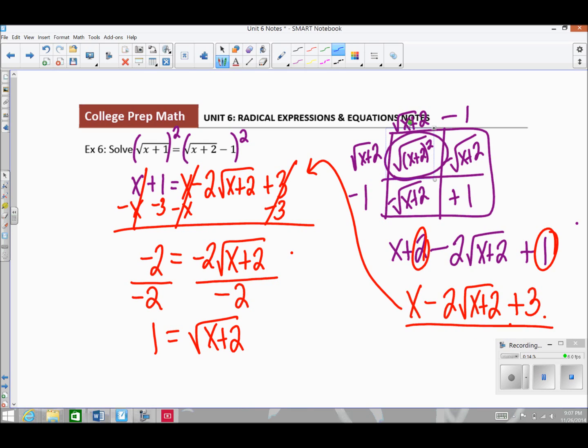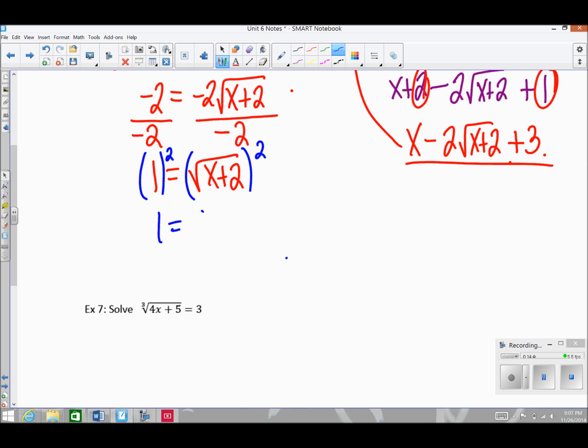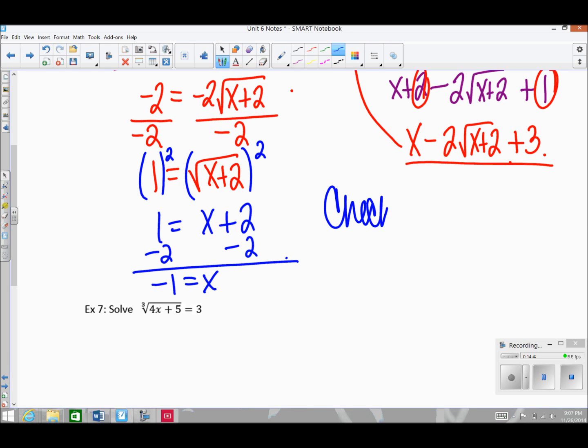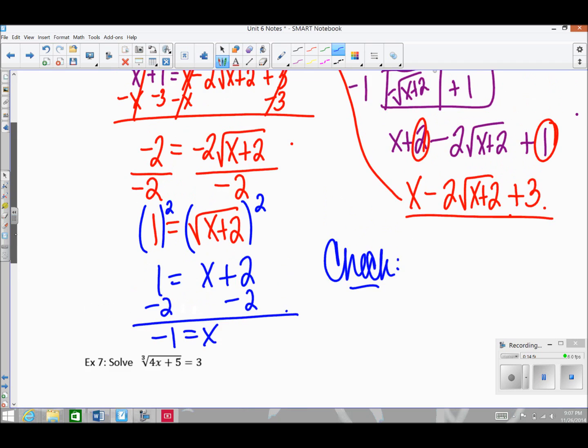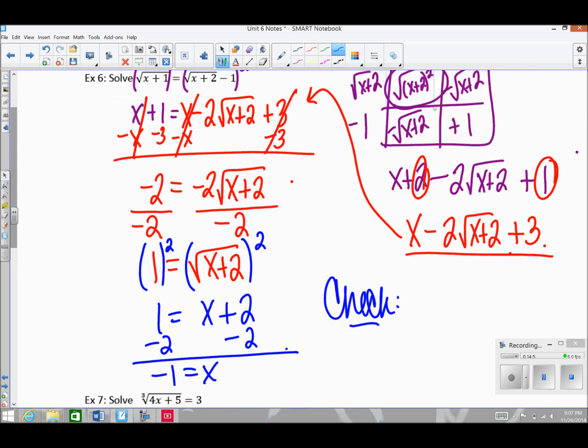And now that I've isolated that square root, I'm going to square each side again. So I have 1 equals x plus 2, and I'm just solving for x. So we get negative 1 equals x. So now we're going to go ahead and check the solution. And when you do that, we're going to plug in negative 1 for x, and we're going to see if the left-hand side equals the right-hand side.